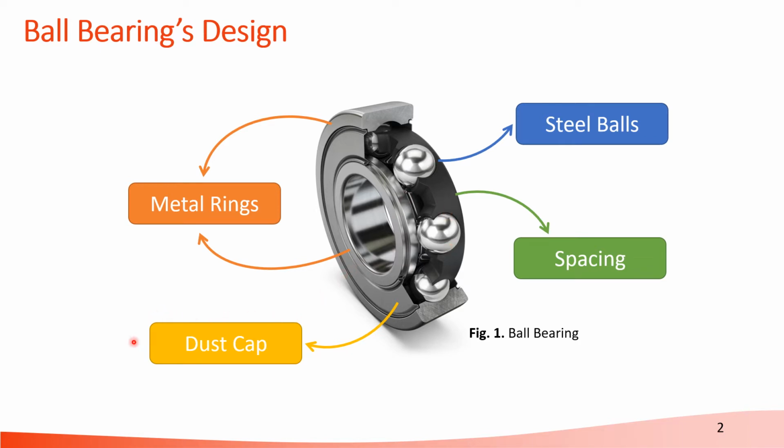Sometimes they will also have a dust cap, which is made of plastic or some metals, to protect against dust or water getting inside the ball bearings, such that it can prevent any wear of the ball bearings.